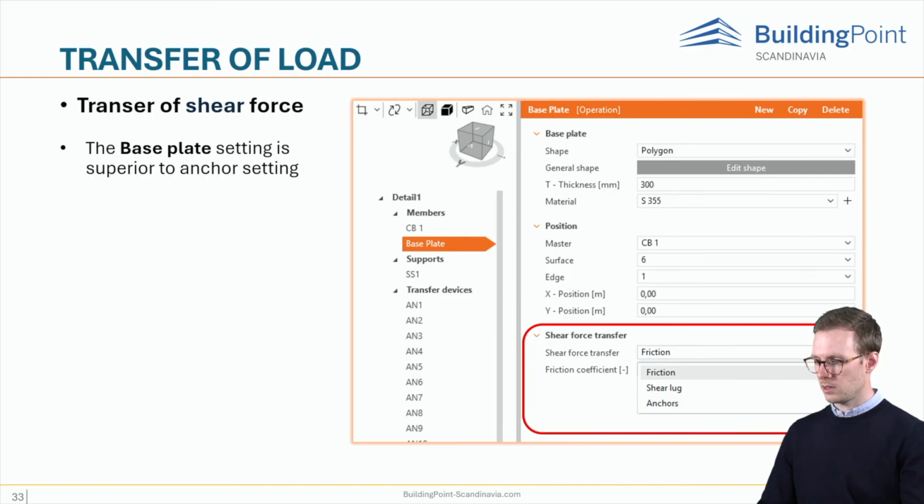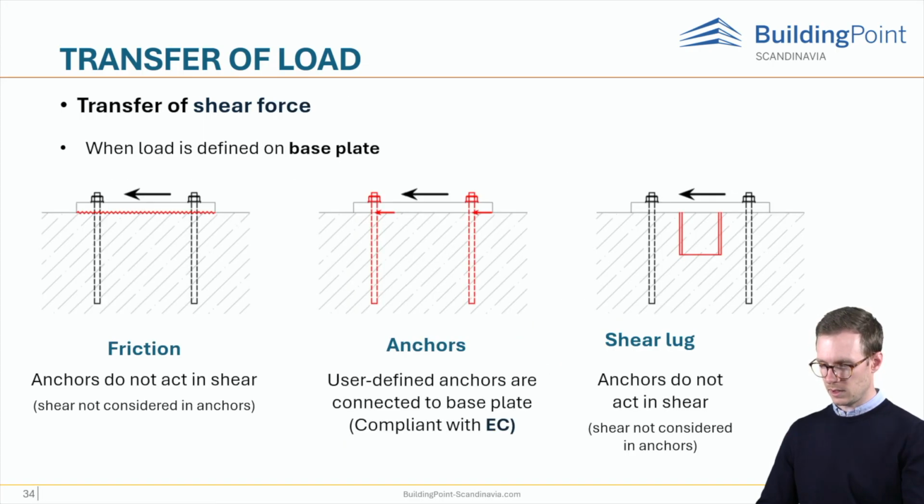This is important, especially for shear transition. Shear can be transferred via 3 transfer devices. The first one is friction between the base plate and the concrete surface. Anchors do not act in shear in this case. The second one is anchors, and the last one is via a shear lug that is welded to the bottom of the base plate. It should be noted that interaction of these types is not possible.